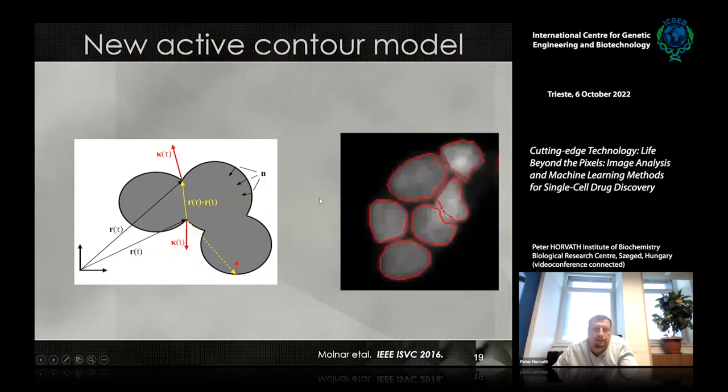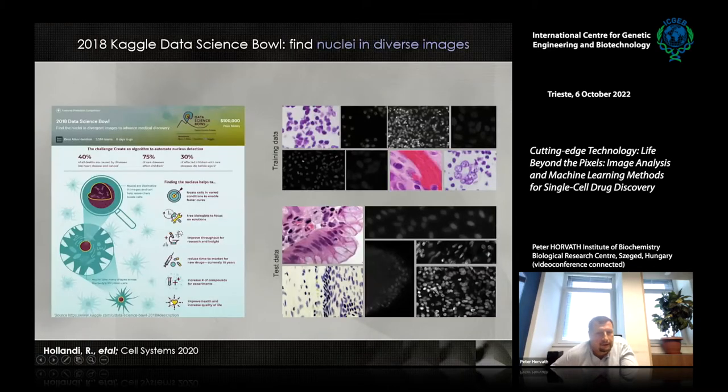We developed such techniques during the last 15 years, and all of a sudden, in 2018, there was a big data competition called the Kaggle Data Science Bowl. Kaggle Data Science Bowl is a yearly competition where real world problems are exposed to the community to solve. It's usually coming from the domain of defense, from submarine, from space research. In 2018, it was about microscopy. And the task was to find nuclei on diverse microscopy images. As you see here, the diversity was very big. It was most likely inspired by cancer research.